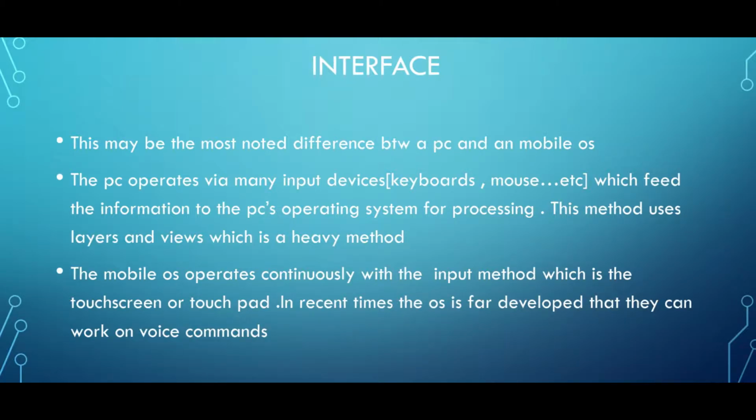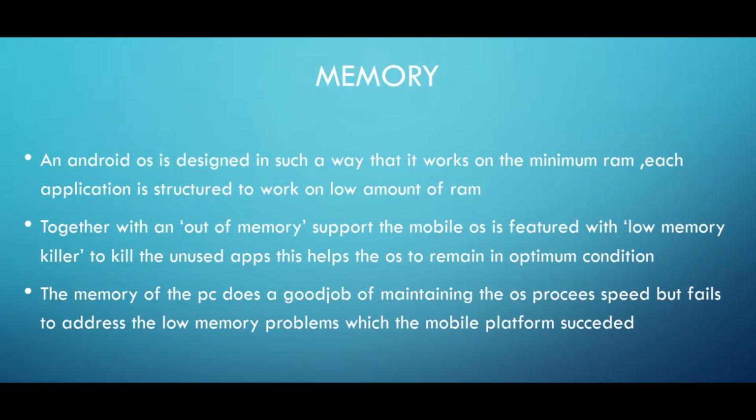Interface. This may be the most noted difference between a PC and a mobile OS. The PC operates via many input devices like keyboard, mouse, etc., which feed the information to the PC's operating system for processing. This method uses layers and views, which is a heavy method. The mobile OS operates continuously with the input method, which is the touchscreen or touchpad. In recent times, the OS has developed so far that it can work on voice commands.